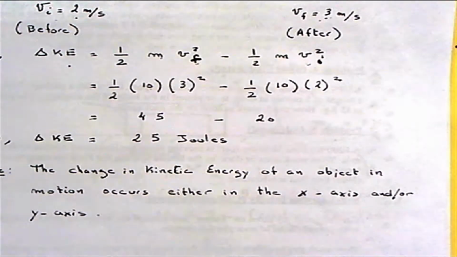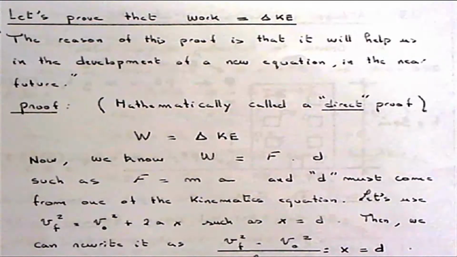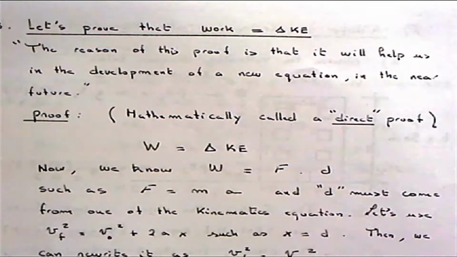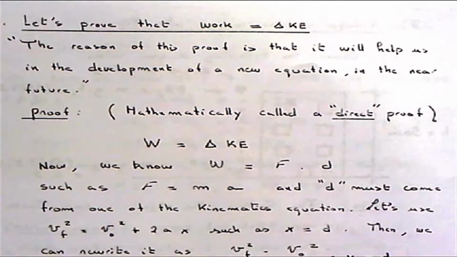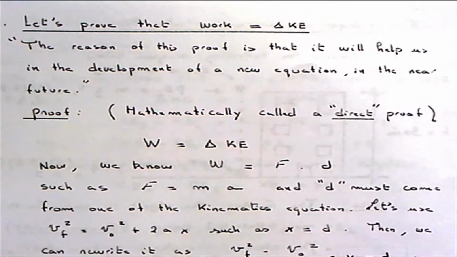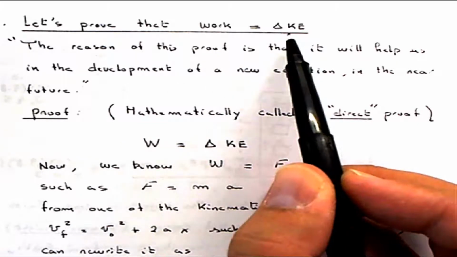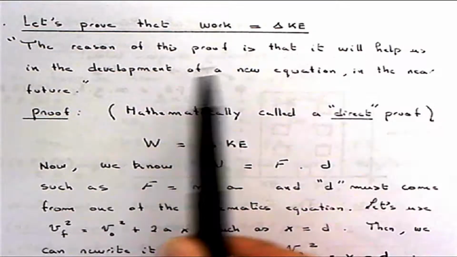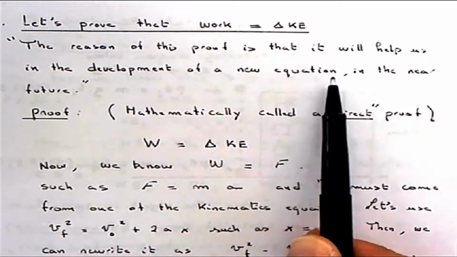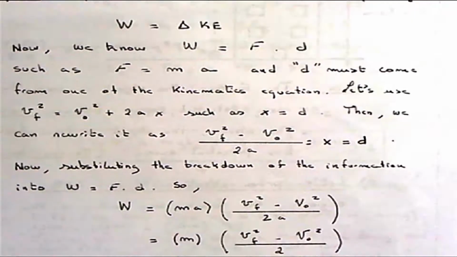Now, let's look at a proof in physics. That's the fun stuff. All right, let me go in detail. So put your eyes up there, and hopefully you're awake. Let's prove that work is equal to the change in kinetic energy. The reason for this proof is that it will help us in the development of a new equation in the near future. So the proof goes as the following that I wrote down for you.